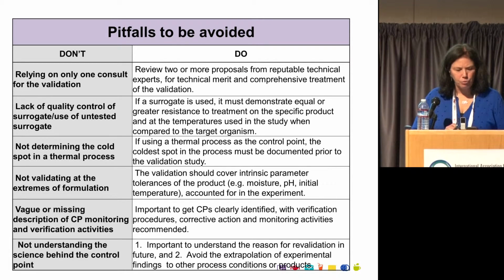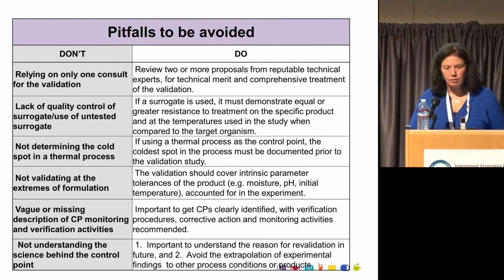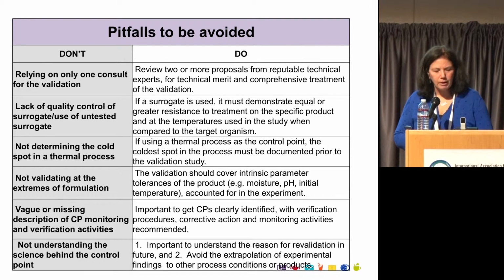Another pitfall, lack of quality control of the surrogate and use of an untested surrogate. If a surrogate is used, it has to demonstrate equal or greater resistance to treatment on the specific product and at the temperatures used in the study when compared to the target organism. Not determining the cold spot in a thermal process. If using a thermal process as a control point, the coldest spot in the process must be documented prior to the validation study. Not validating the extremes of the formulation.